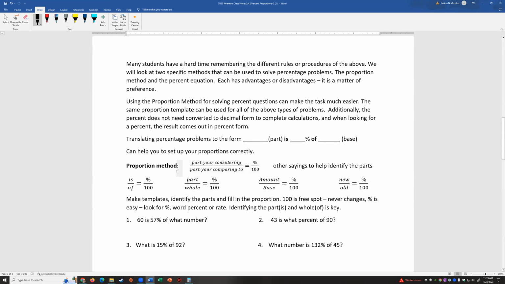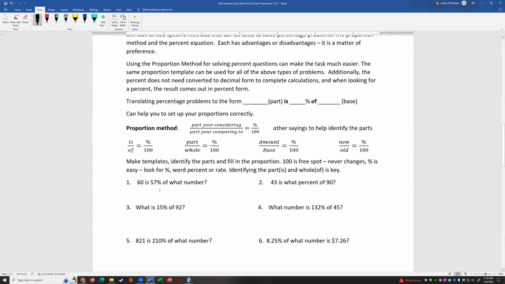These are just different sayings. I like "is over of equals percent over 100." That's the one I learned, but this is also really good: part over whole equals percent over 100. Amount over base equals percent over 100. New over old equals percent over 100. All of those are different ways of thinking about the proportion method. The most common one with sentence problems like this is "is over of," because you usually see the words "is" and "of" in the problem. So let's start setting these up and cross multiplying.